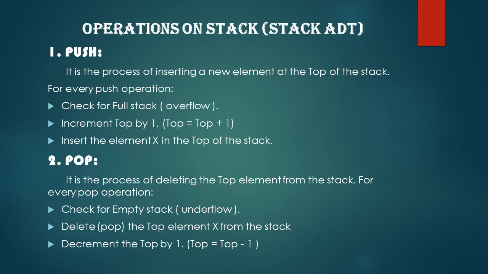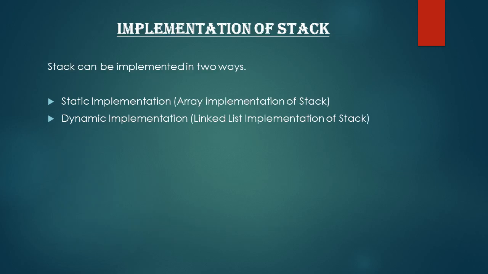Second one is the pop operation. It is the process of deleting the top element from the stack. For every pop operation, we have to check whether the stack is empty or not. If there are some elements in the stack, then the deletion operation is performed on the top element by decrementing the top value by 1. That is, top = top - 1.